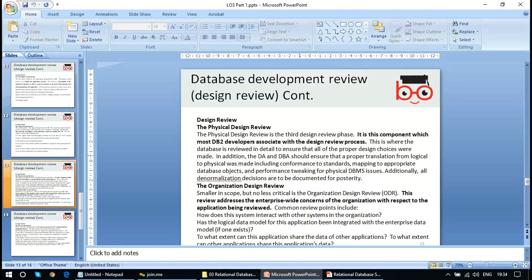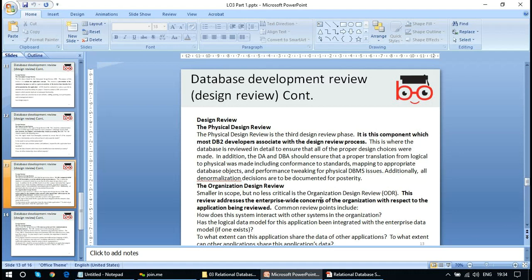Just keep in mind, it says in this component the DB2 developers associate with this design review process. So they associate with the design review and see whether they are fine, as well as they create the things physically in the database. They make sure that everything has been done very well in the design review or not as well.